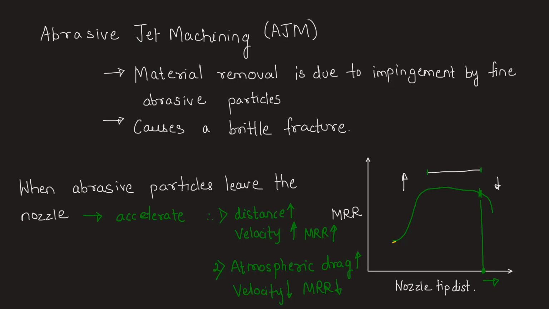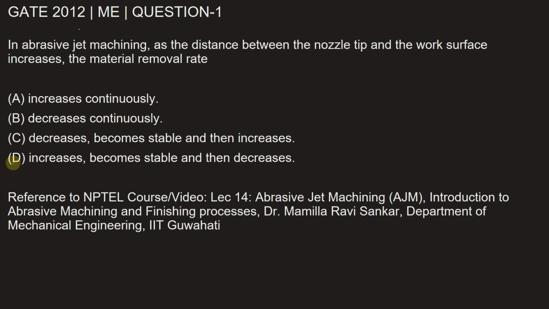Let's go back and mark the correct option. We can see that the option that we discussed is option D, that is the material removal rate increases as the distance between the nozzle tip and work surface increases, while it becomes stable and then decreases.